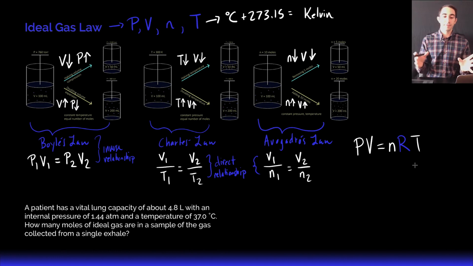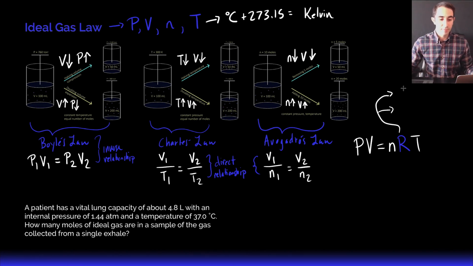And this is just going to combine everything, where anything on the same side is an inverse relationship. Anything on opposite sides is going to be a direct relationship. The only thing that I haven't talked about of these terms here is this R value, and that's the universal gas constant, which you're going to see in two different ways on formula sheets and conversion sheets. First of all, there is the 0.08206 liter atmosphere over mole Kelvin, and then there is 62.36 liter torr over mole Kelvin.